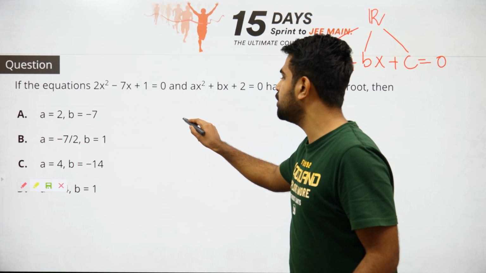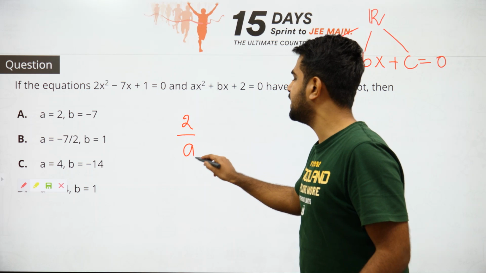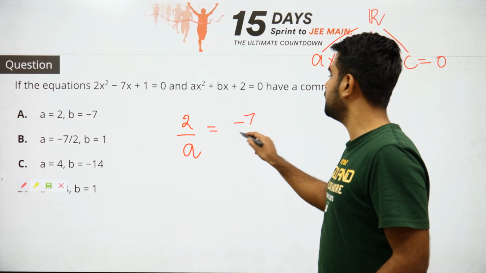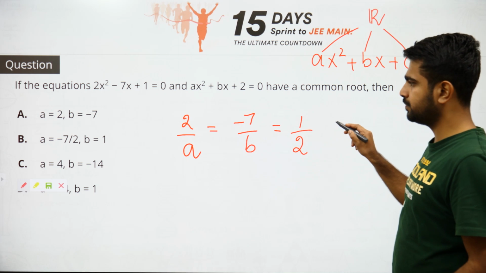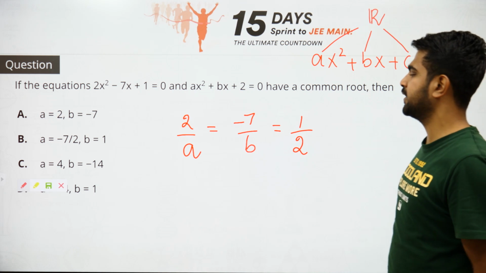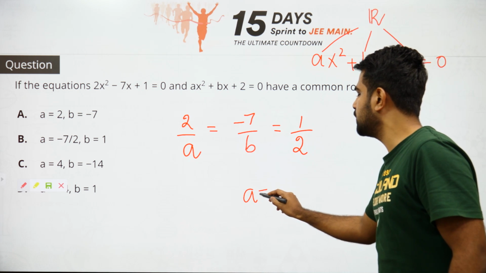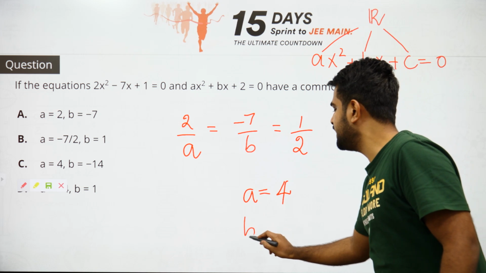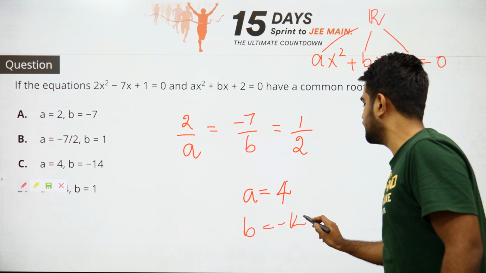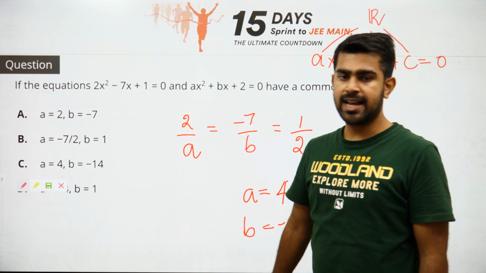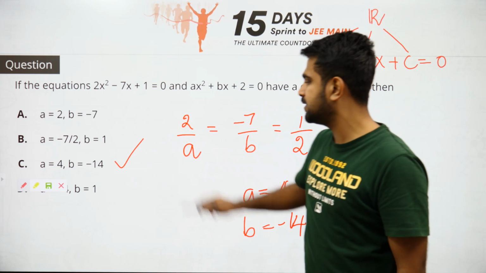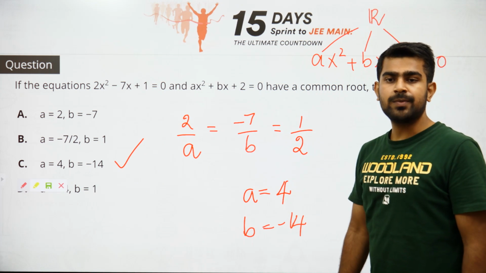So what do you mean by that? 2 by a is equal to minus 7 by b is equal to 1 by 2. Is that correct? Yeah, perfect. So what is a? a is equal to 4. And what is my b? b is equal to minus 14. So is there an option like that? Yup, there is. So option C is my right answer.